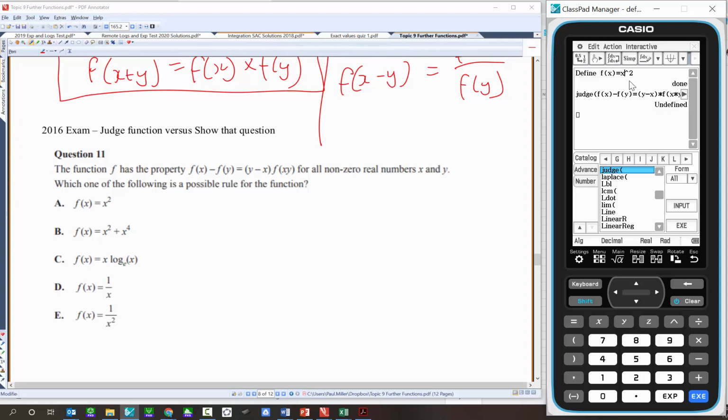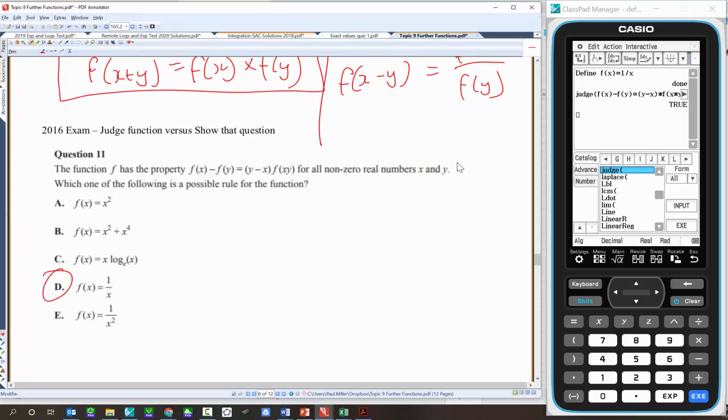Now what I do for this question is simply update it with the next function in the list. So I look at option B and redefine the function. And it still is undefined, so it's not true for this function. Then we'll go x times ln x, undefined. Hopefully it's coming up, 1 on x. It's true. So when it's not true, the judge function just goes undefined. Wouldn't it be nice if it said not true? But anyway, when it's true, it tells you it's true. And there's my answer, D.